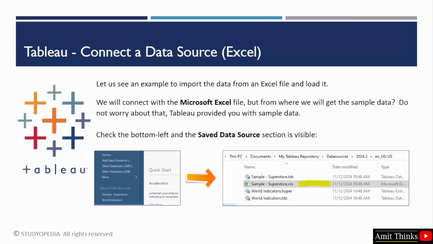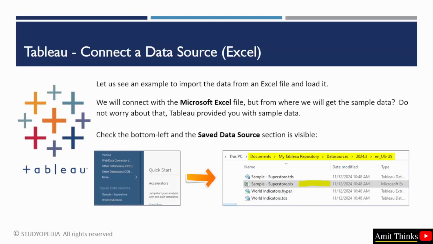Now let us connect a data source. We will open Tableau and connect with the sample data. You can find the sample data on the left bottom, where there are some saved data sources. One of the files we'll be accessing is sample-superstore.xls. I've also provided the link here. Under Documents you'll have a My Tableau Repository, and within that a Data Sources folder, and your XLS file, that is your Excel sample file, is available there.